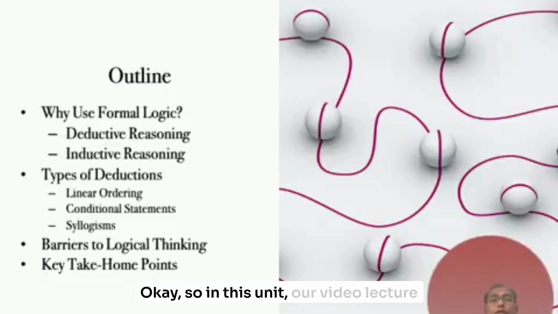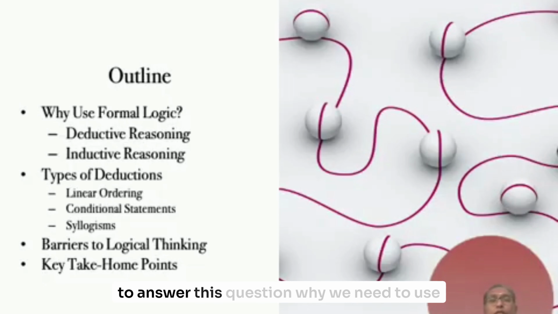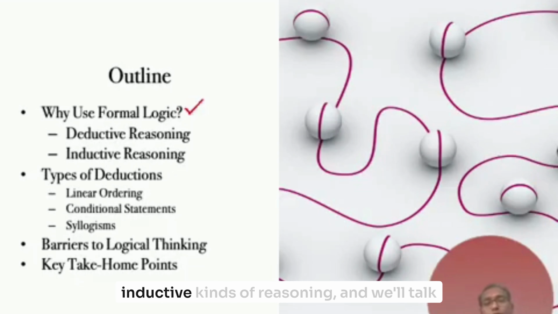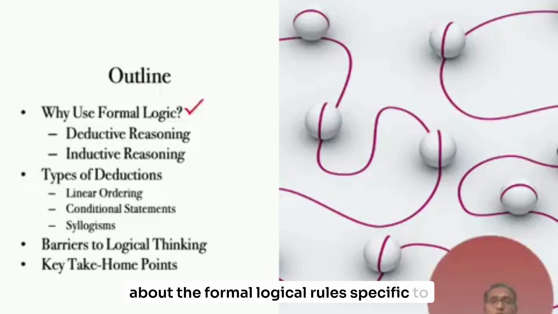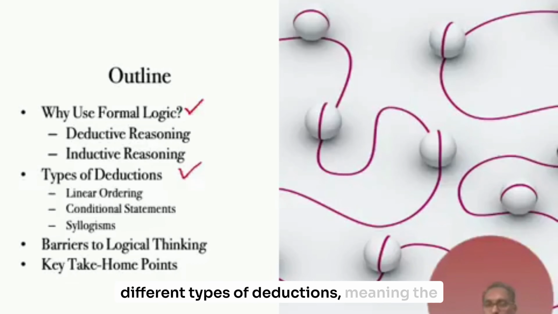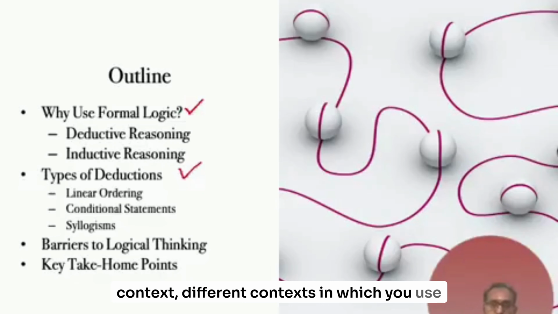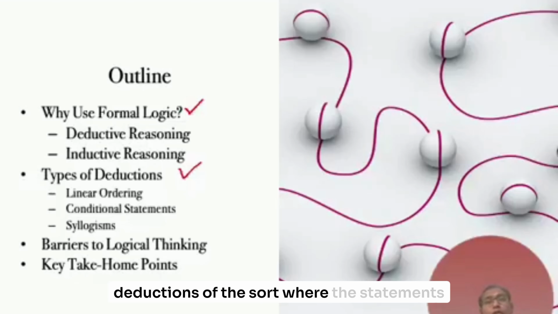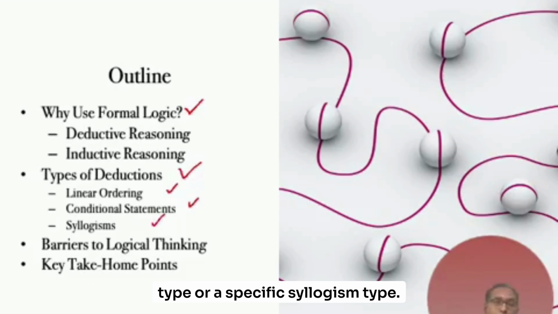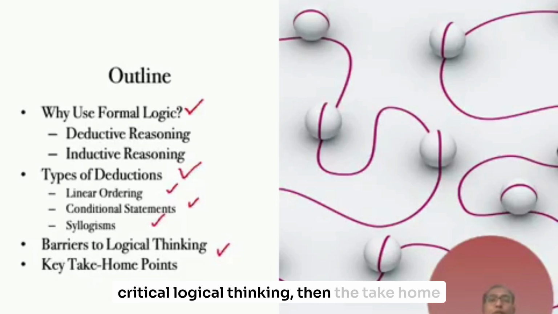Okay, so in this unit, video lecture, we'll try to answer this question: why we need to use the formal rules for reasoning. And in reasoning, we'll talk about deductive and inductive kinds of reasoning, and we'll talk about the formal logical rules specific to this. Then we'll move on to talk about different types of deductions in the different contexts in which you use deductions, of the sort where the statements are of linear ordering type or conditional type or a syllogism type. Then we'll talk about the barriers to critical logical thinking and the take-home message.